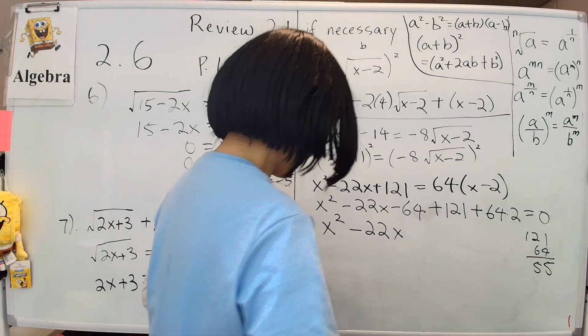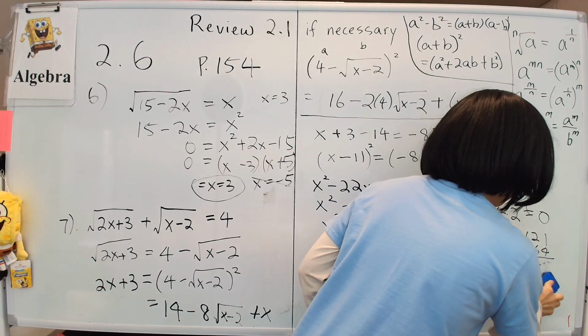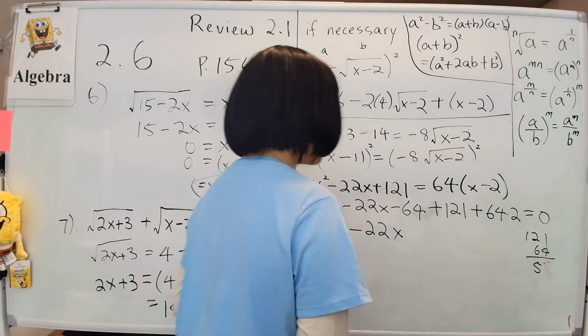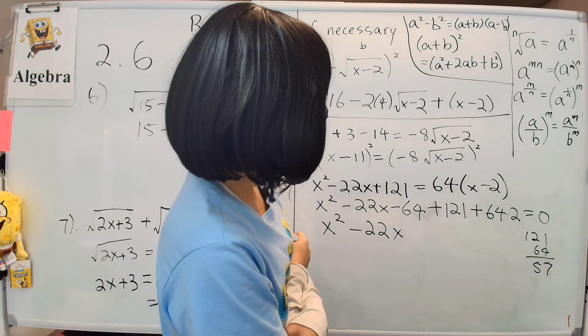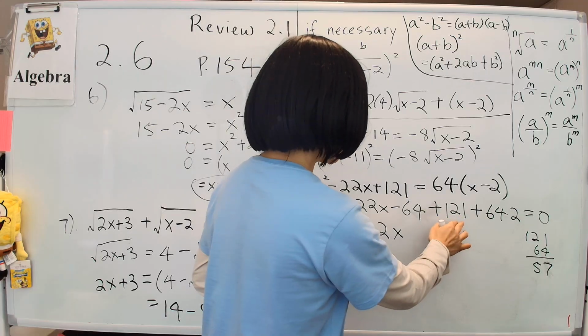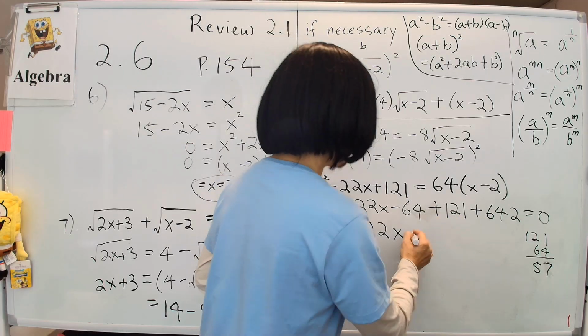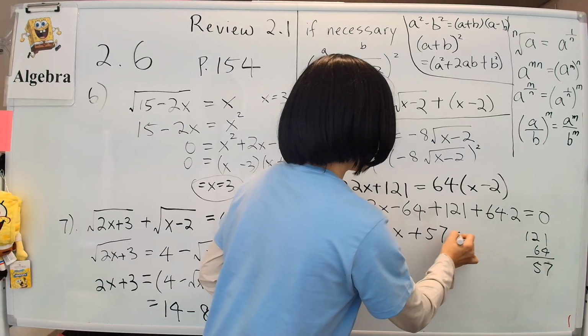No, I don't think so. 11 minus 4 is not 5. 11 minus 4 is 7. Is that better? That looks a bit better, right? And then, what is that? That is positive and then negative. So it's a positive number, 57, equal to 0.